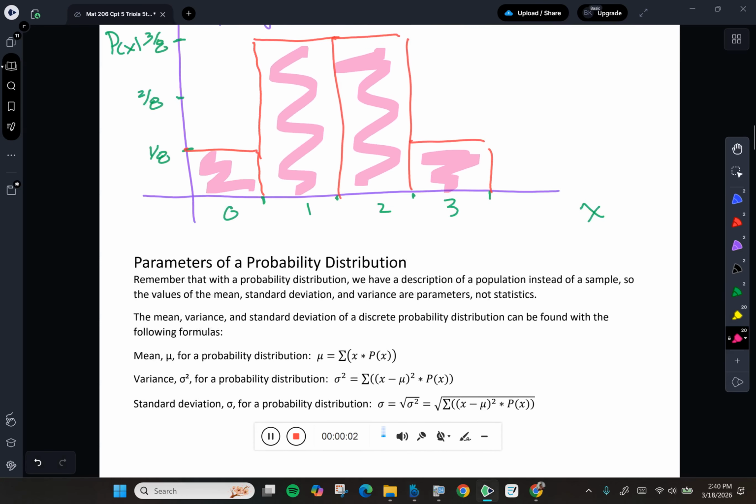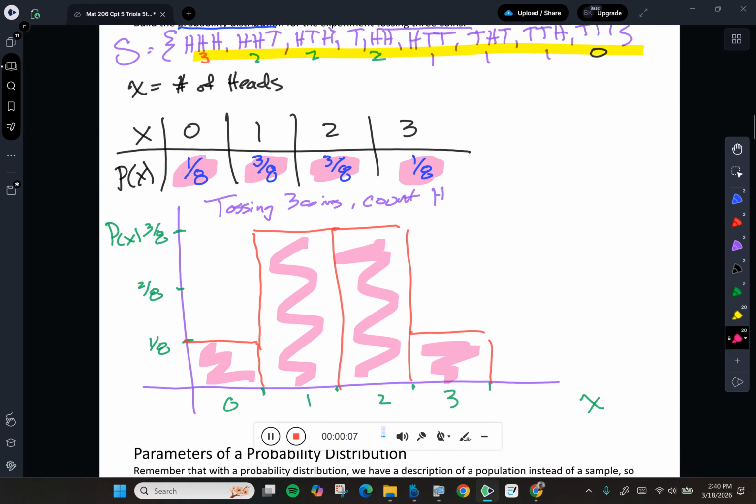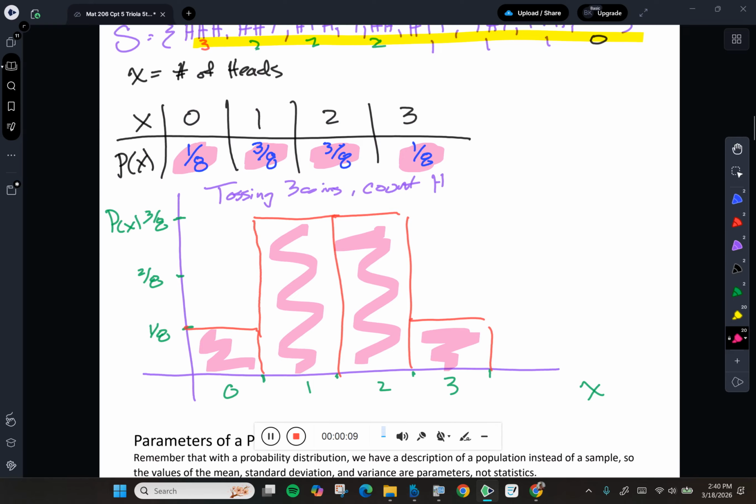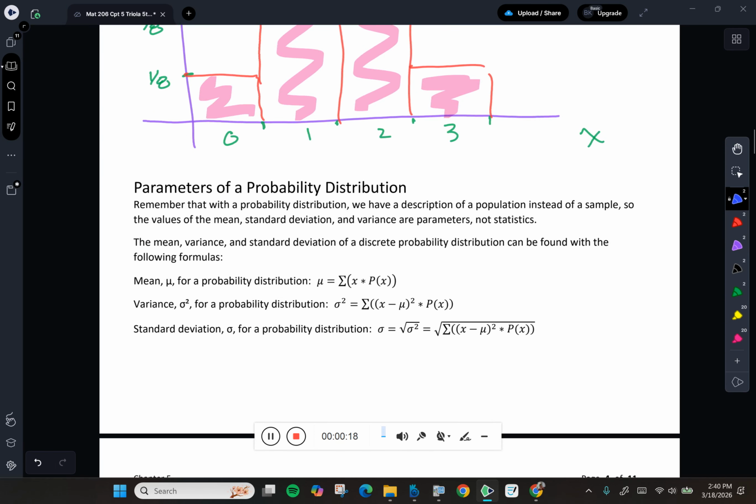All right, welcome back for part two of section 5.1. In this section, we're going to take that probability distribution idea that we've been looking at in section 5.1. So this guy right here, and we're going to say, hey, can you find the parameters of that distribution? That is, can you find the mean and the variance, and then from the variance, the standard deviation for that probability distribution? And the really cool thing about it is it's super simple to do.